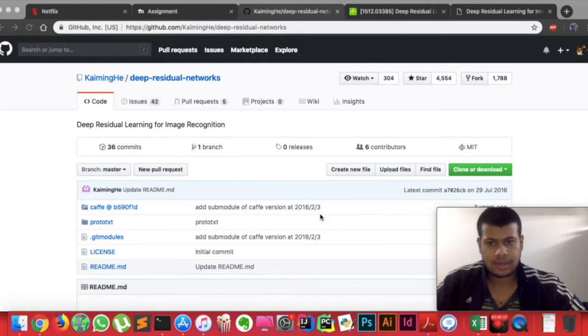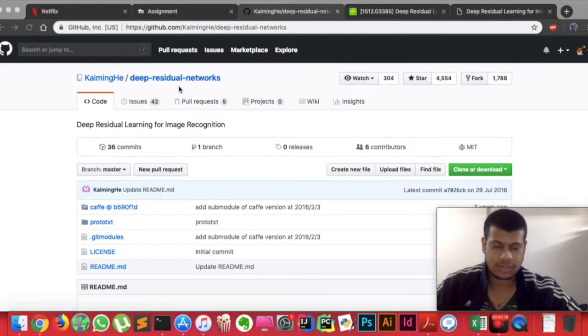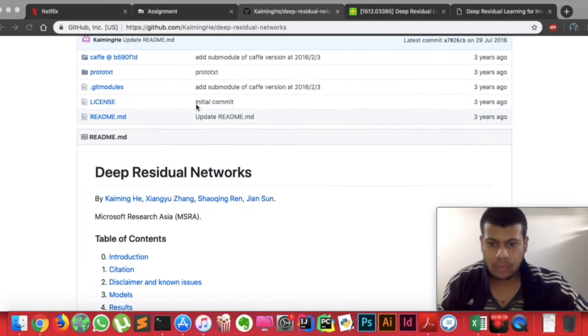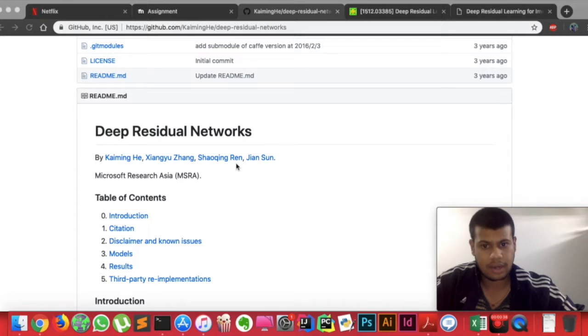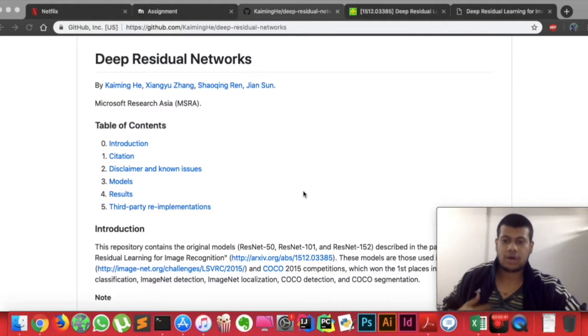So today we'll be talking about a very interesting repository on GitHub, that is Kaiming He's Deep Residual Network. It has about 1640 forks, which is really a lot if you see how big GitHub is by itself. Okay, let's see what we have here. The contributors here are Kaiming He, Xiangyu Zhang, Shaoqing Ren, and Jian Sun.